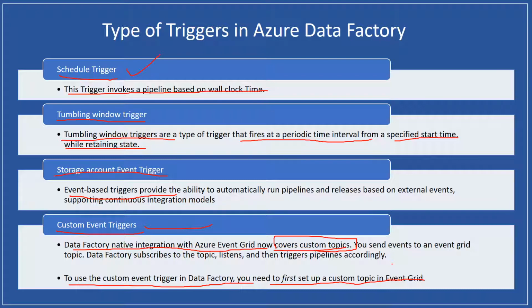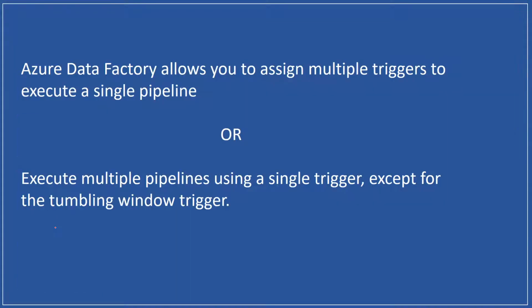So we will go ahead and create those topics in Azure Event Grid, and whenever that event occurs, this trigger will fire, and based on the trigger we can go ahead and execute a pipeline. So overall, there are mainly four types of triggers: scheduled triggers, tumbling window triggers, storage account triggers, and custom event triggers. One thing you should know is that Azure Data Factory allows you to assign multiple triggers to execute a single pipeline.